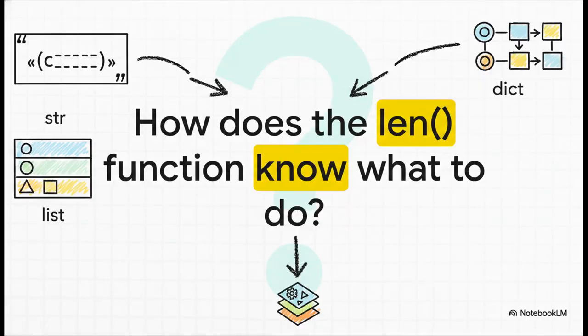But first, let me ask you something. Have you ever just stopped and thought about the len function? I mean, we use it all the time, right? On strings, on lists, on dictionaries, and it just works. How does that one little function know how to handle all these completely different kinds of data? Well, it's not magic, and the answer is exactly what we're talking about today.